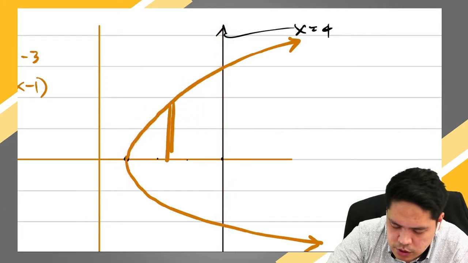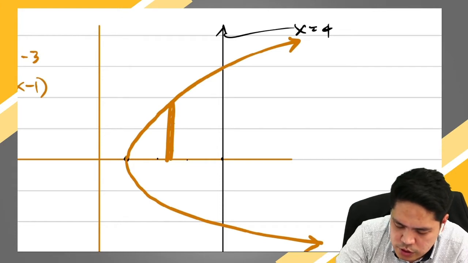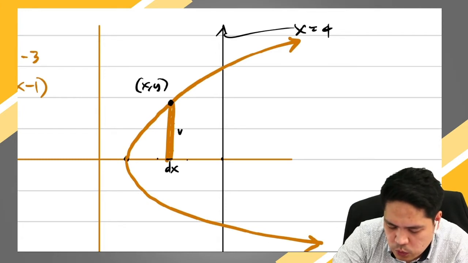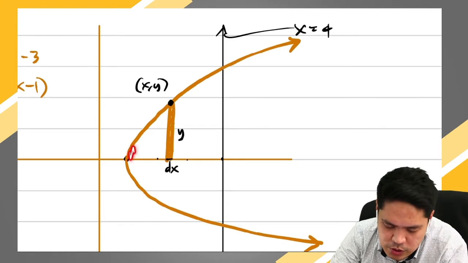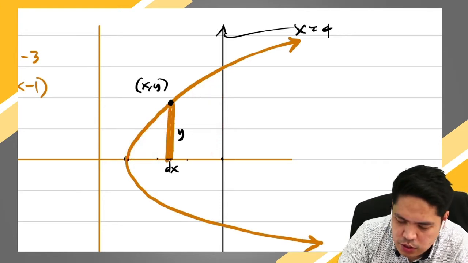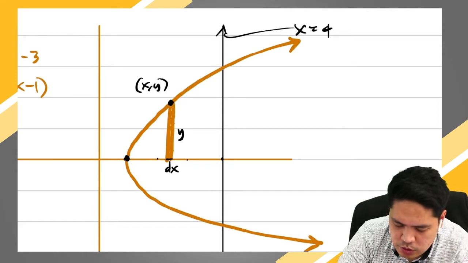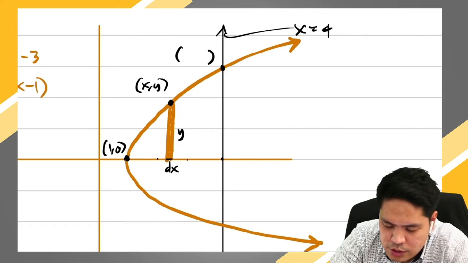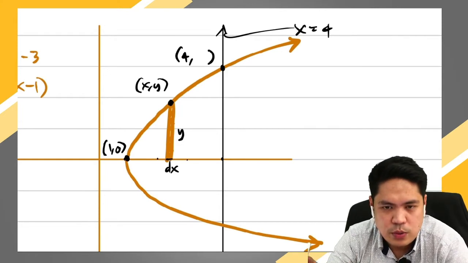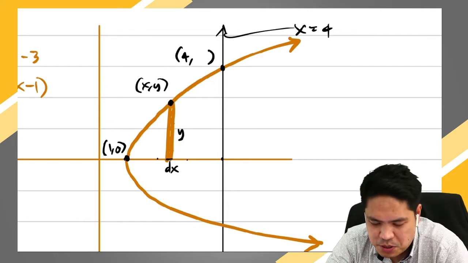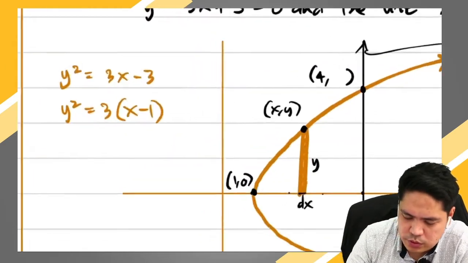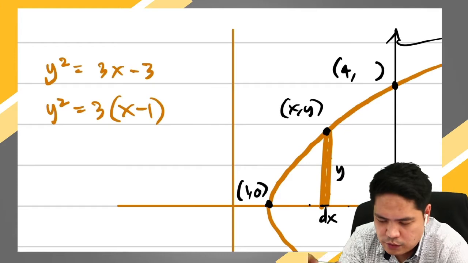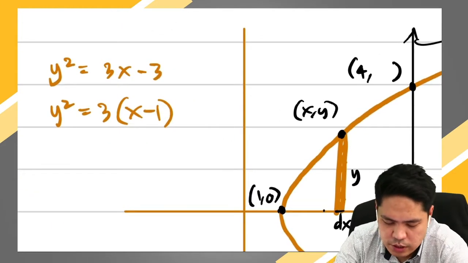So, I'll consider this vertical strip. Of course, the thickness is dx, and if this point is x, y, this would be y. Now, let's set the boundaries. We started from here up to here, so let's get the coordinates of these boundaries. Recall that this point is the vertex, that would be 1, 0. And how about this point? We know that at this point, x is equal to 4, right? But it doesn't matter, no? Actually, we don't need to, but for the sake of having a coordinate, let's just solve it. So we substitute it here.